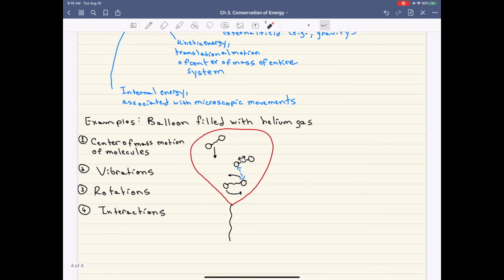And because these microscopic movements are happening at the microscale, we really can't see them with our naked eye. But we still can get a sense of what the internal energy of a system is through another one of our senses. Specifically, we get a measure of the internal energy of a system by looking at its temperature. What's the temperature of that helium gas? What's the temperature of the entire balloon? That's because temperature characterizes the speed or frequency of these microscopic molecular motions.